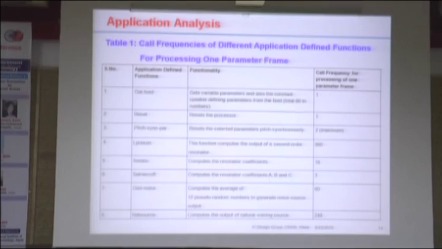This LP resonator is a second order resonator filter. You can see in the table that it is the frequently required function. It is required 960 times in one frame. Similarly, this natural source computes the natural sourcing output. It requires 240 number of times. Gen noise computes the average of 12 random numbers. Again, this function is required 60 times in one frame.